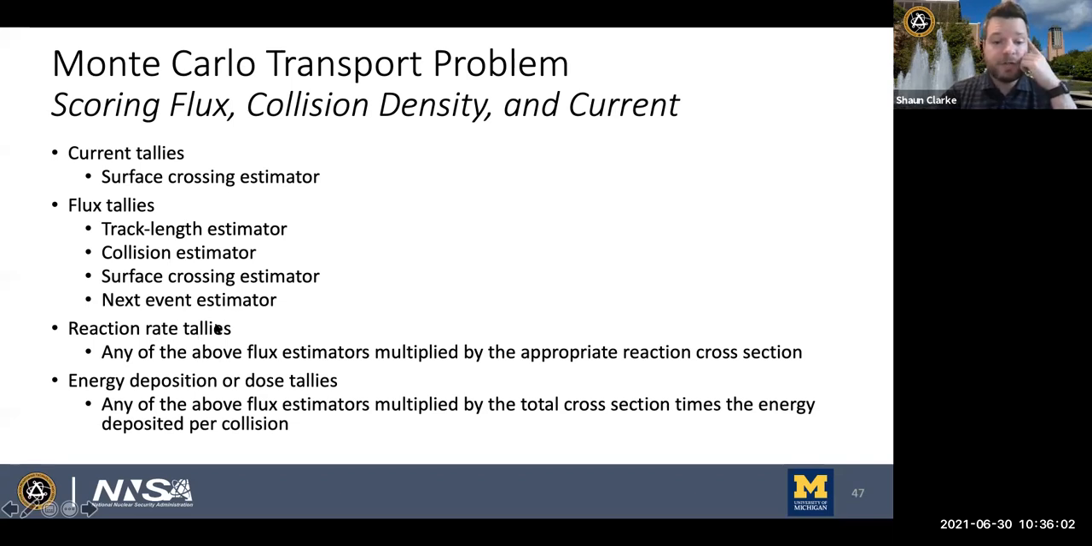Reaction rates are also tallied in Monte Carlo codes quite often. Reaction rate is essentially the flux times the cross section. So reaction rate tallies are essentially a subset of flux tallies. If you know the flux and you know the cross section, you can compute the reaction rate. Same thing with dose and energy deposition. Those are also a subset of flux tallies. If you know the particle flux in a given region and you know the energy of those particles, you can then compute the dose using the cross section or energy deposition type modifiers to go from flux to dose.